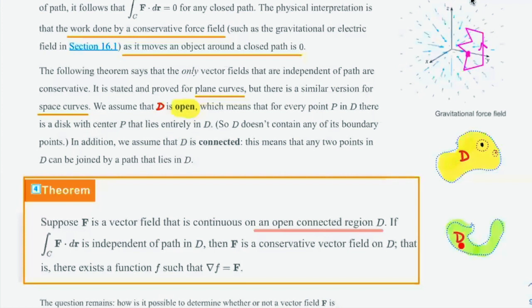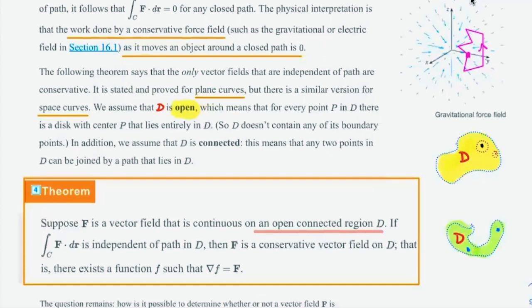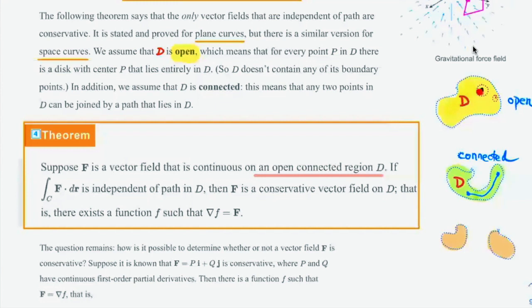Another concept here is a connected set. Here's an example of a connected set. So D here is connected. You can see that it's not broken into two or more pieces, right? The formal definition for a connected set is that for any 2 points in D, say I have this point here in D and this point here in D, they can be joined by a path that lies entirely inside this set D. Then it is a connected set. So here we have an open set D and a connected set D. Open means it doesn't contain any of its boundary, and connected means any 2 points inside D, you can find a path that is contained entirely inside D.